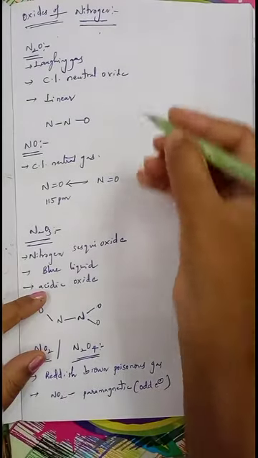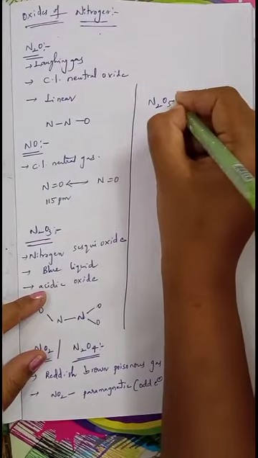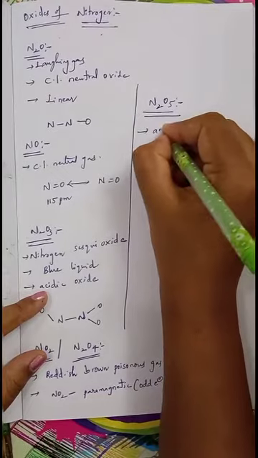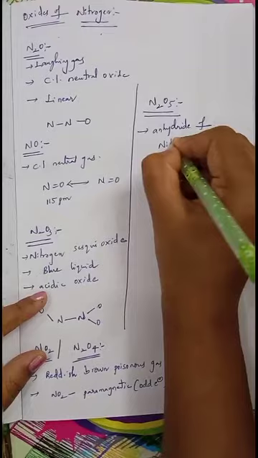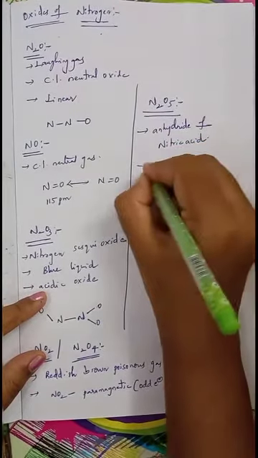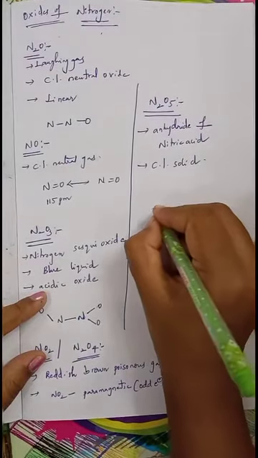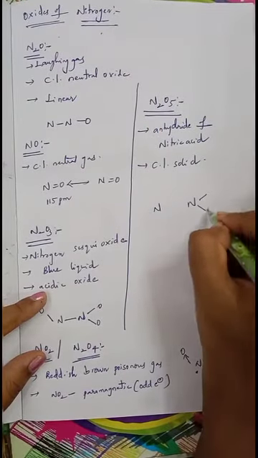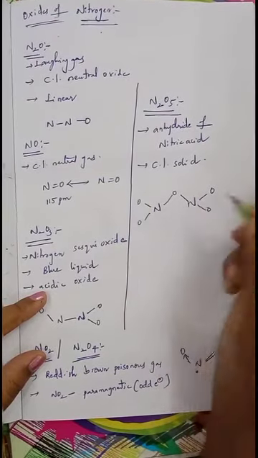Now we will see the next type of oxide, that is nitrogen pentoxide, formula N2O5. This nitrogen pentoxide is also known as the anhydride of nitric acid, and it is a colorless solid. If you see its formula, two nitrogens are there, 5 oxygens. In that, 2 oxygens are present on each nitrogen atom. The 5th oxygen acts as a bridge between these two.